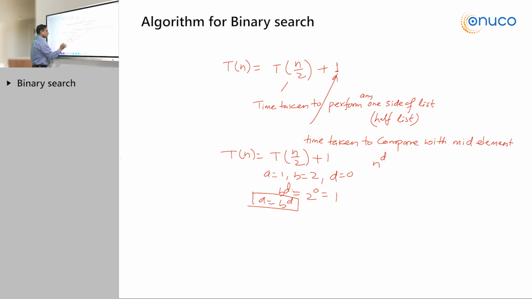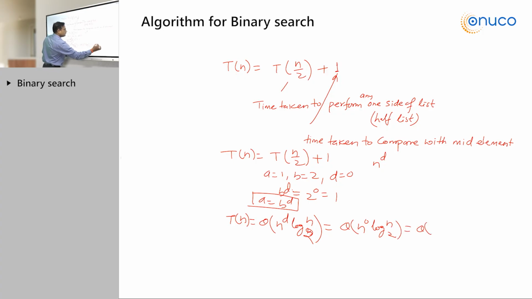In that case, as per the master theorem, we are going to apply the second case, theta of n to the power D log n base 2. Hence, theta of n to the power 0 log n base 2. Hence, it is theta of log n base 2. So, the time complexity of binary search is theta of log n base 2.